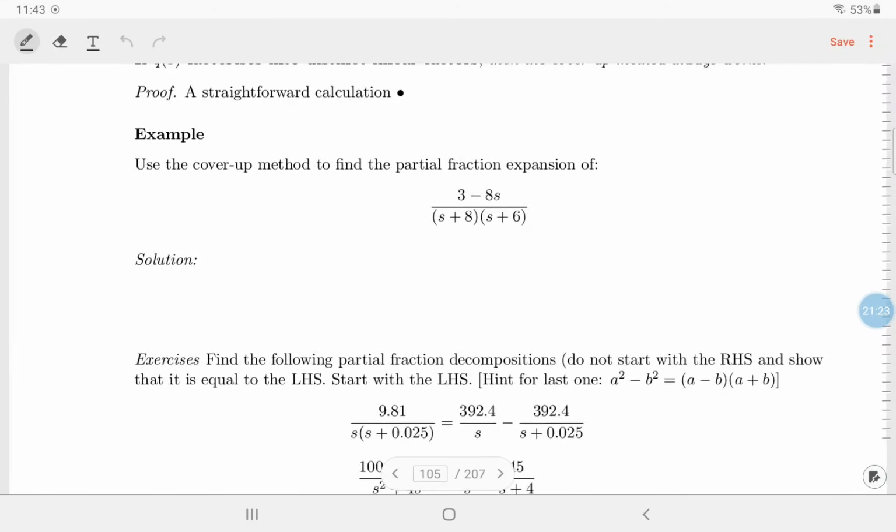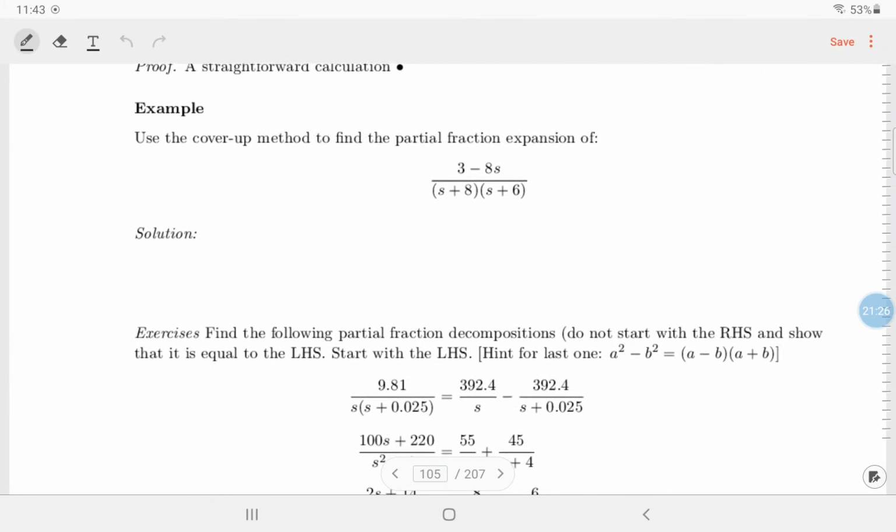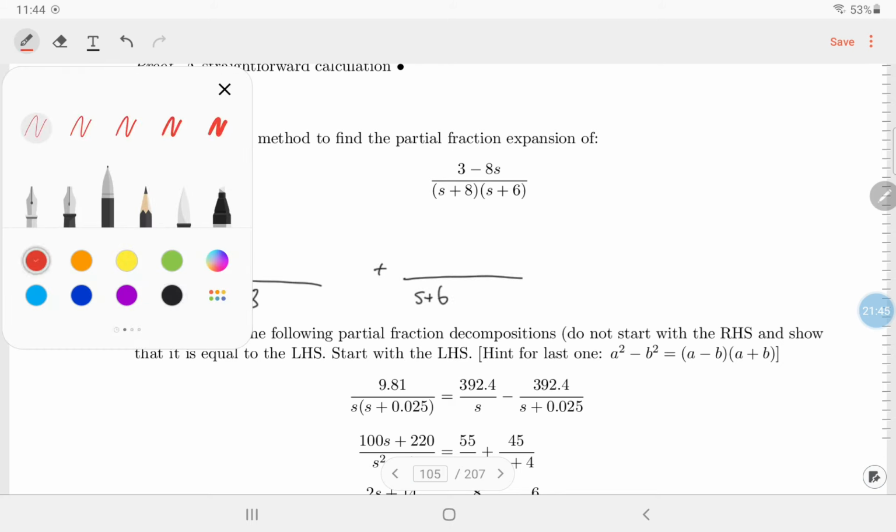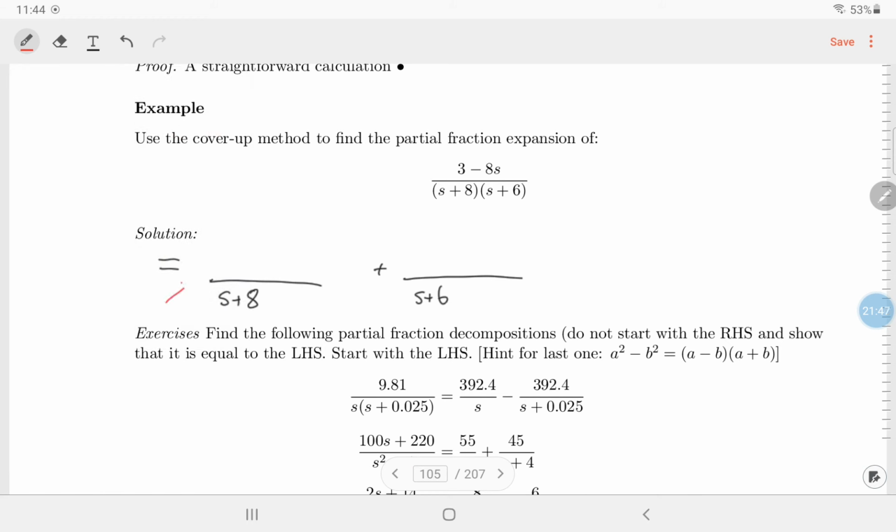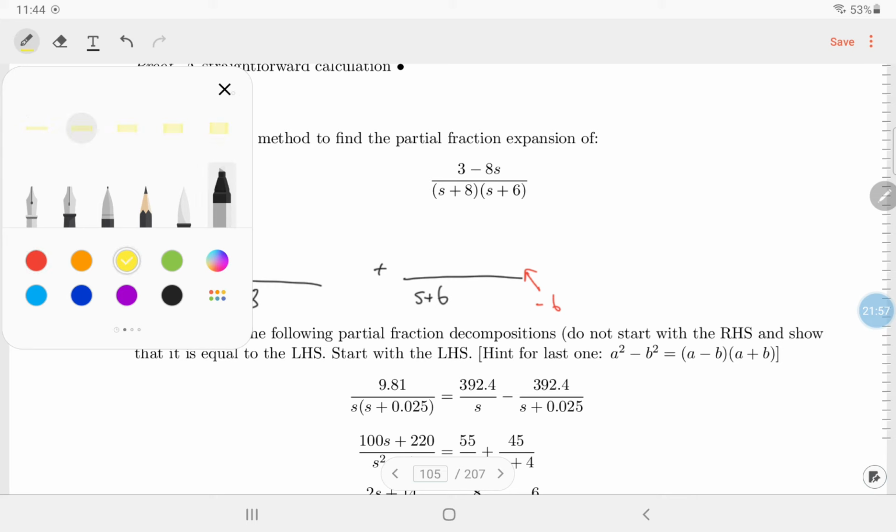Okay, so let's do an example here. Use the cover-up method. We know that this is equal to some constant over s plus 8 plus some constant over s plus 6. We're going to substitute into the first one the value of s that makes the bottom 0, that's minus 8, and in the second one the value that makes the bottom 0, which is minus 6. Now we're going to do our cover-up method.